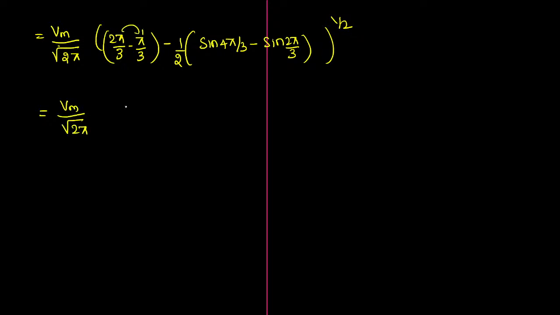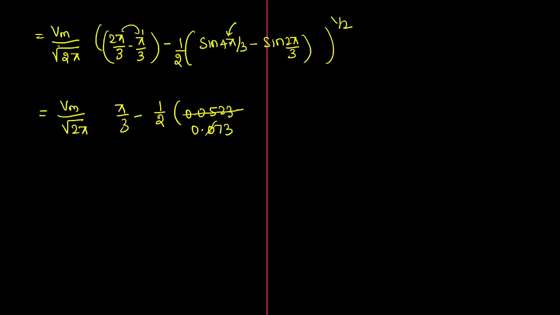2 pi by 3 minus pi by 3 will give you pi by 3, minus 1 by 2 into, what is the value of sin 4 pi by 3? It will be equal to 0.0523 minus, if we take, one minute guys. Yeah, actually this is not 0.05, I am getting 0.073. Again, if you take 2 pi by 3, I'm making some mistake here.